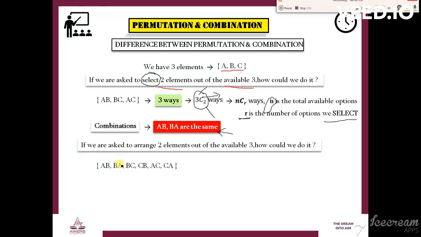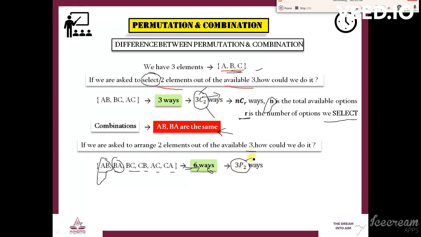In permutations also we will see. Let us suppose we have three elements. Out of three, if I am asked to arrange two elements, how will I arrange? AB, BA, BC, CB, AC, CA, right? Using these three elements only I am creating these. But here both AB and BA are going to be counted. So in total we get six ways, and we denote it as 3P2.